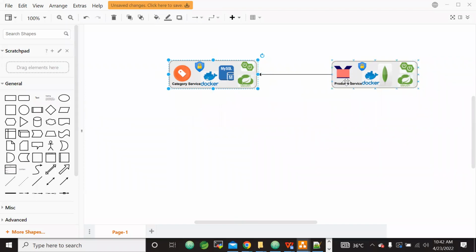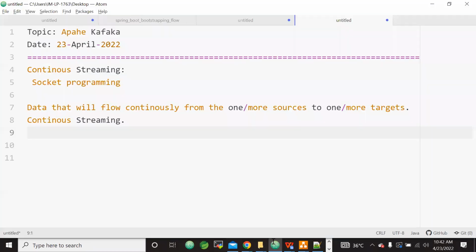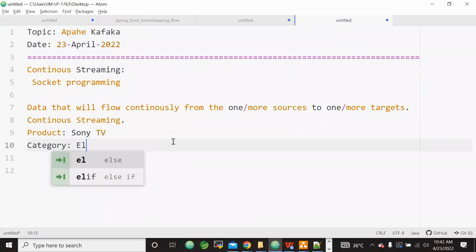Assume the product is, for example, just a Sony TV, and the category of it might be electronics appliances.